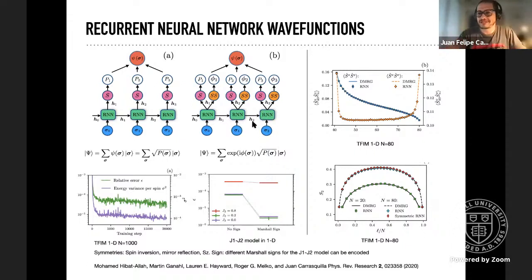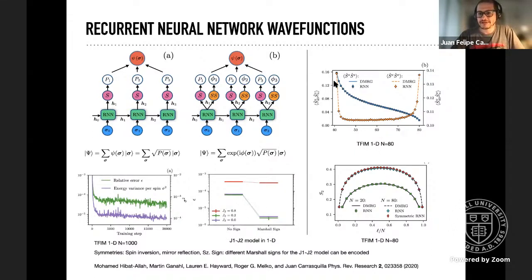And so that's basically what we did. We tried to compute the ground state of the transverse field Ising model with 1,000 spins, and we get very, very good energies, right? With an energy difference of the order of 10 to the minus 5 with respect to DMRG, which is the gold standard in 1D. This is the relative energy and energy variance. Then we tried the J1-J2 model, again in 1D. This is a modest calculation, but we still get very accurate results, especially when we start encoding more structure, such as the Marshall sign and so on.